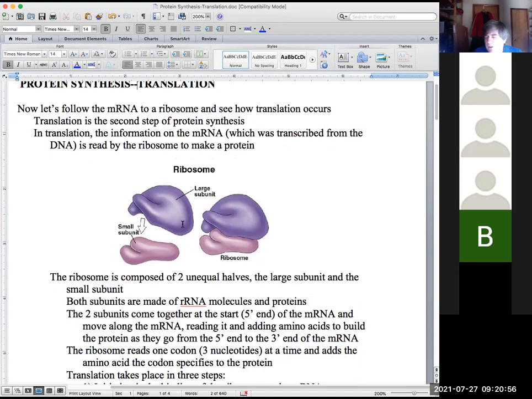So remember, the part of the cell that actually reads the instructions is called the ribosome. And ribosomes are made of two unequal halves. There's a large subunit and a small subunit.